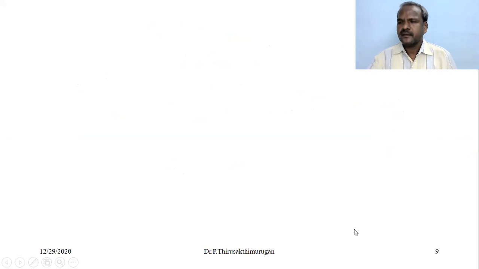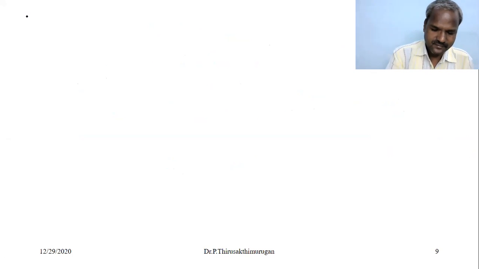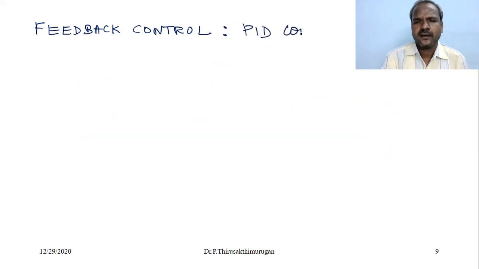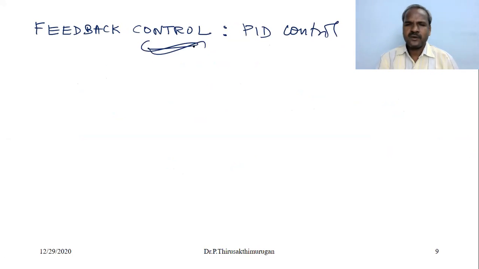Next, we see feedback control. So what are the various feedback controls? First we see PID control, a common feedback controller. This is the normal feedback controller for industrial applications. So this is a linear proportional-integral-derivative control, right?